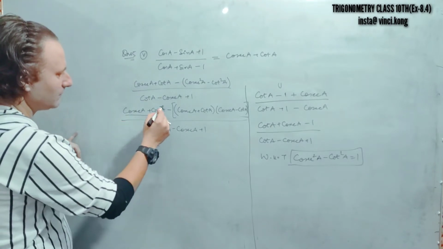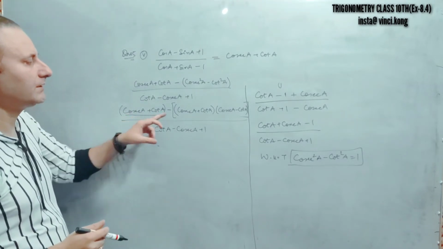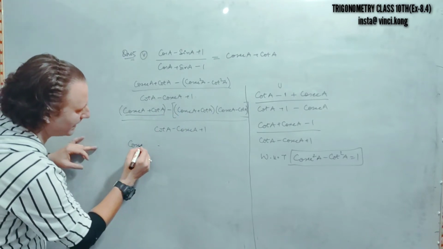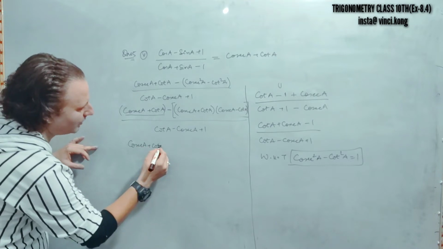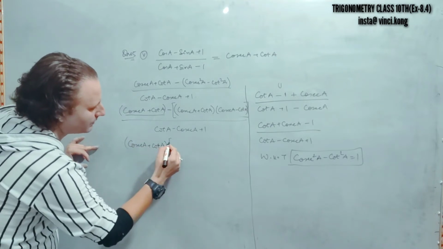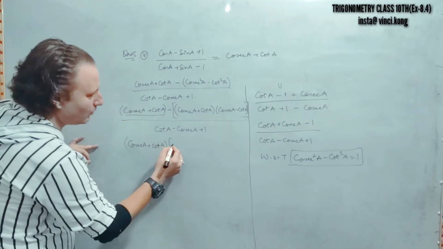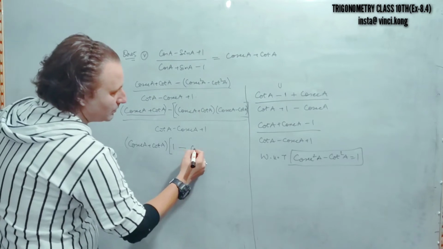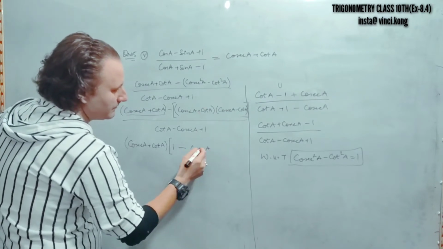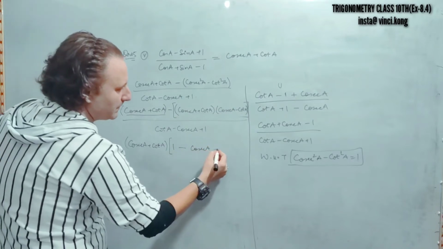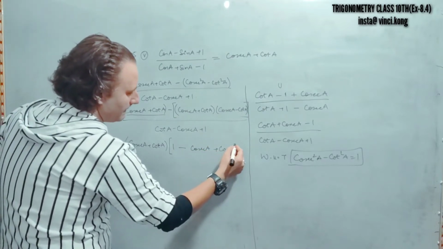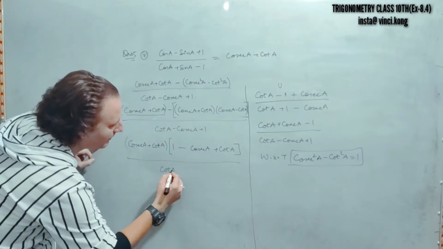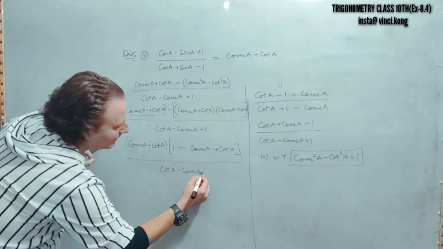Now if you see, I have cosec A plus cot A here, cosec A plus cot A here as well. I'll take that common. So it is cosec A plus cot A. I'll take it out. Now what do I have? Instead of this, I have 1 minus. This is anyways out, so I have cosec A. If you see minus minus, that becomes plus cot A. And then I have cot A minus cosec A plus 1.